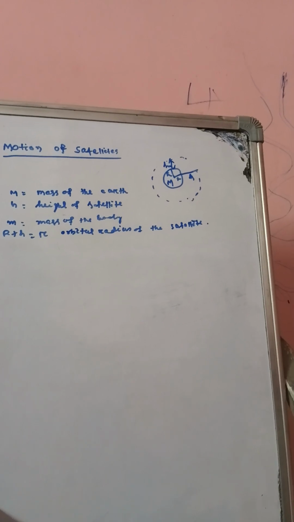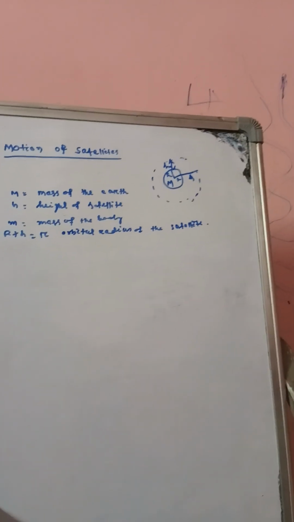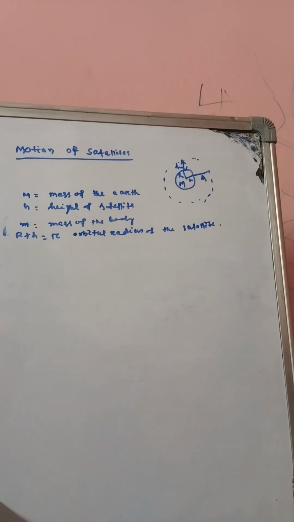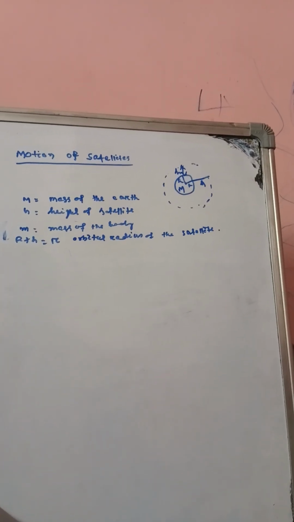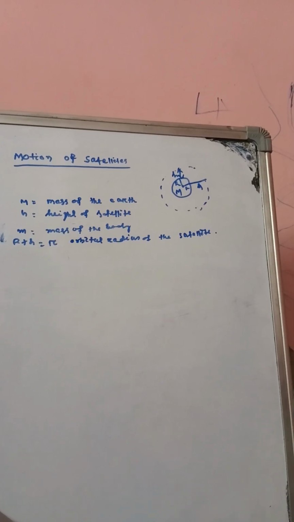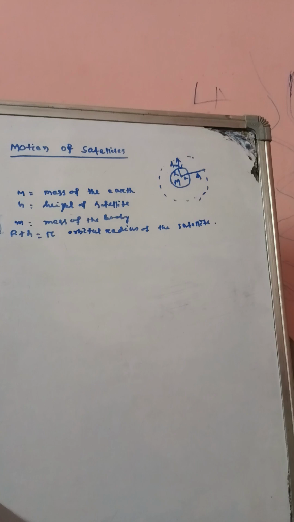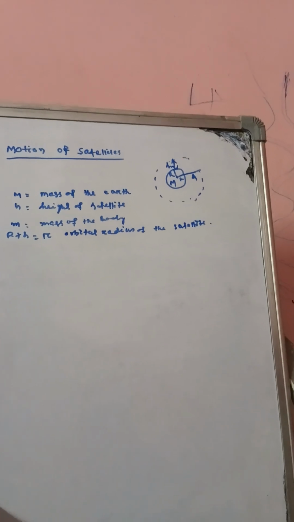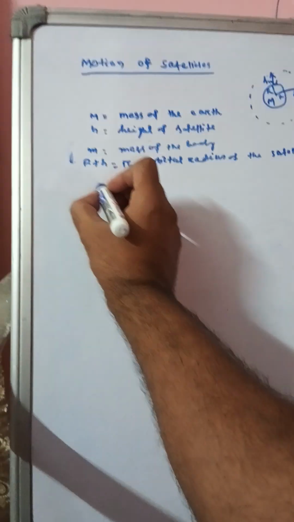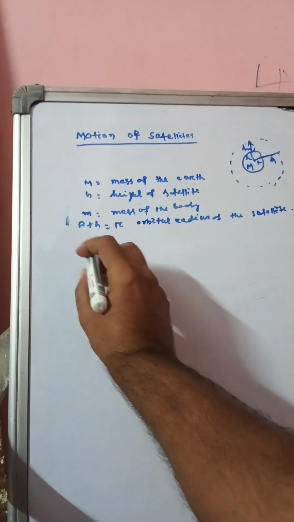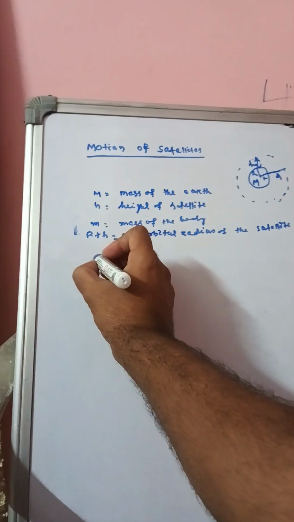Capital M is the mass of the Earth, h is the height of the satellite, small m is the mass of the body, capital R is the radius of the Earth, and small r is the orbital radius of the satellite. So we know the required centripetal force is equal to the gravitational force between the Earth and the satellite.